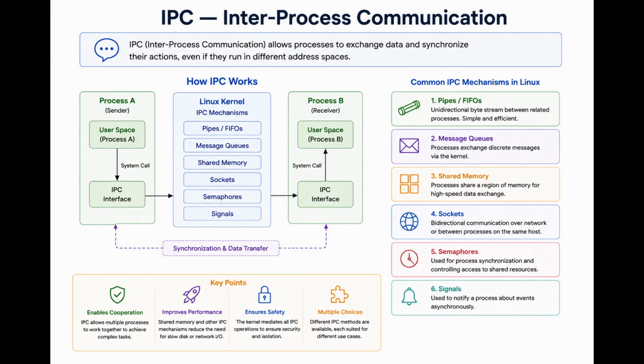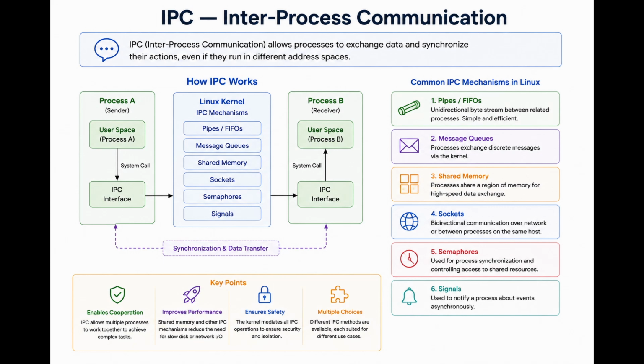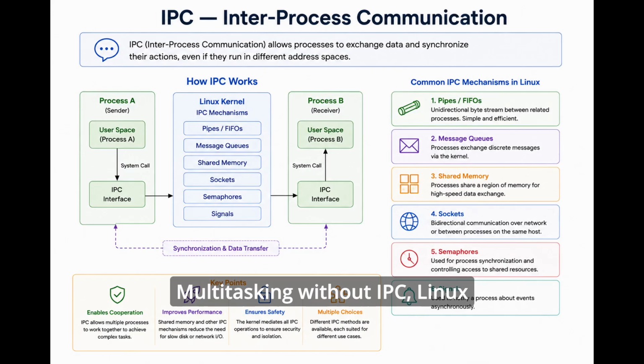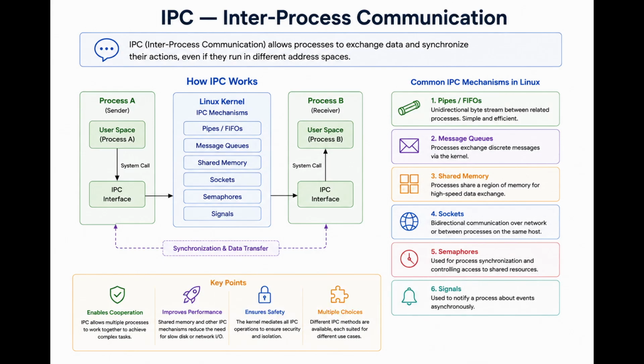For example, ls | grep txt. In this command, the output of one process becomes the input of another process. This is a pipe. IPC is very important for shell pipelines, daemons, servers, databases, and multitasking. Without IPC, Linux programs would not cooperate efficiently.